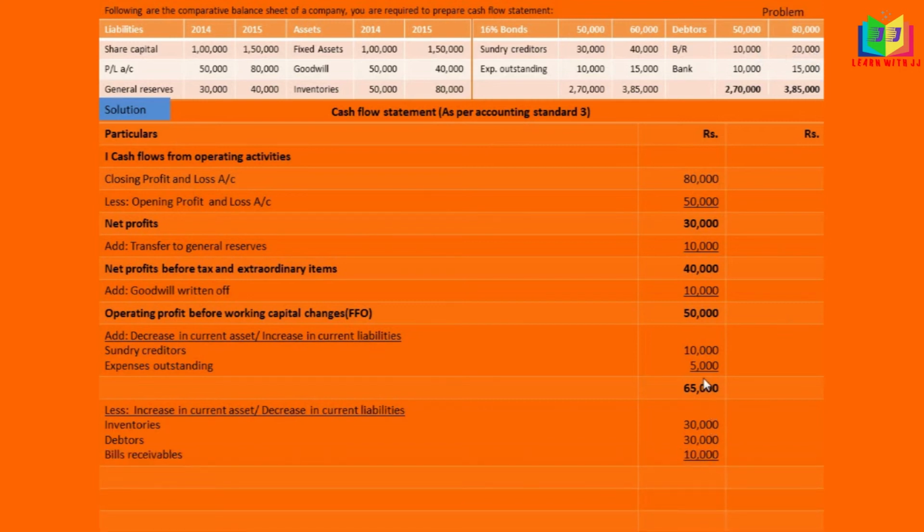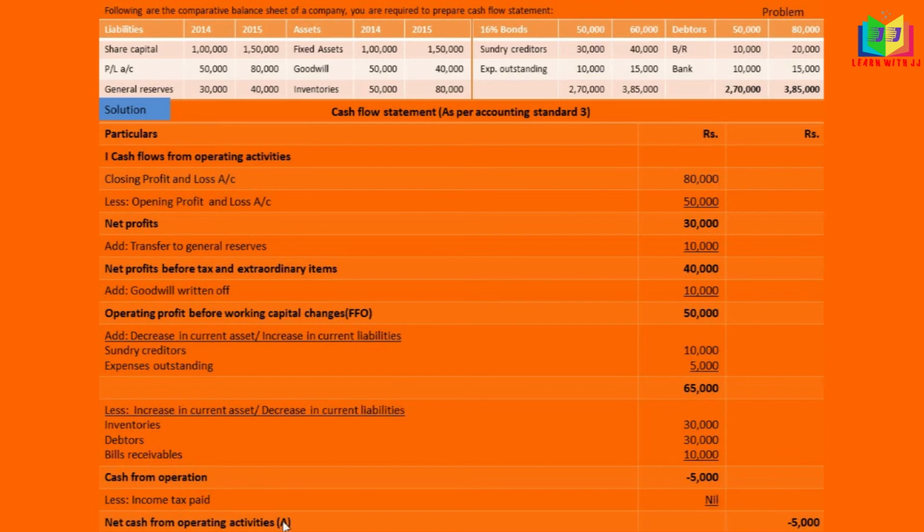And if we adjust this, 50,000 plus 15,000 we'll get 65,000. And from this 65,000 we have to subtract 70,000. 30 plus 30 plus 10, 70,000. So we'll get minus 5,000. That is cash from operation. In this problem we don't have any income tax payment. If we had that we would have to subtract it. So I have written nil. So we'll get the net cash from operating activity as minus 5,000, the same amount.